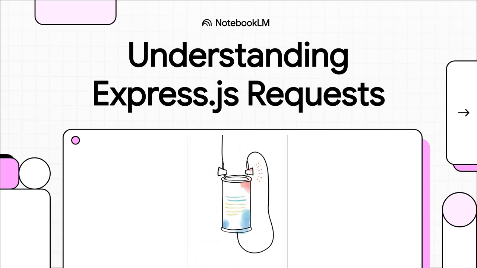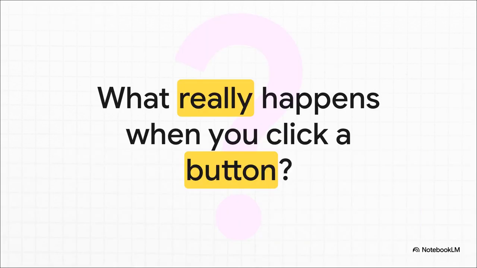You know, every single time you click a button, load a page, or submit a form online, you're actually taking part in this silent conversation. It's kind of like a secret language spoken between your browser and a server somewhere out on the web. And in this explainer, we're going to learn the grammar of that language, looking at it through the lens of Express.js. So, have you ever really stopped to think about it?